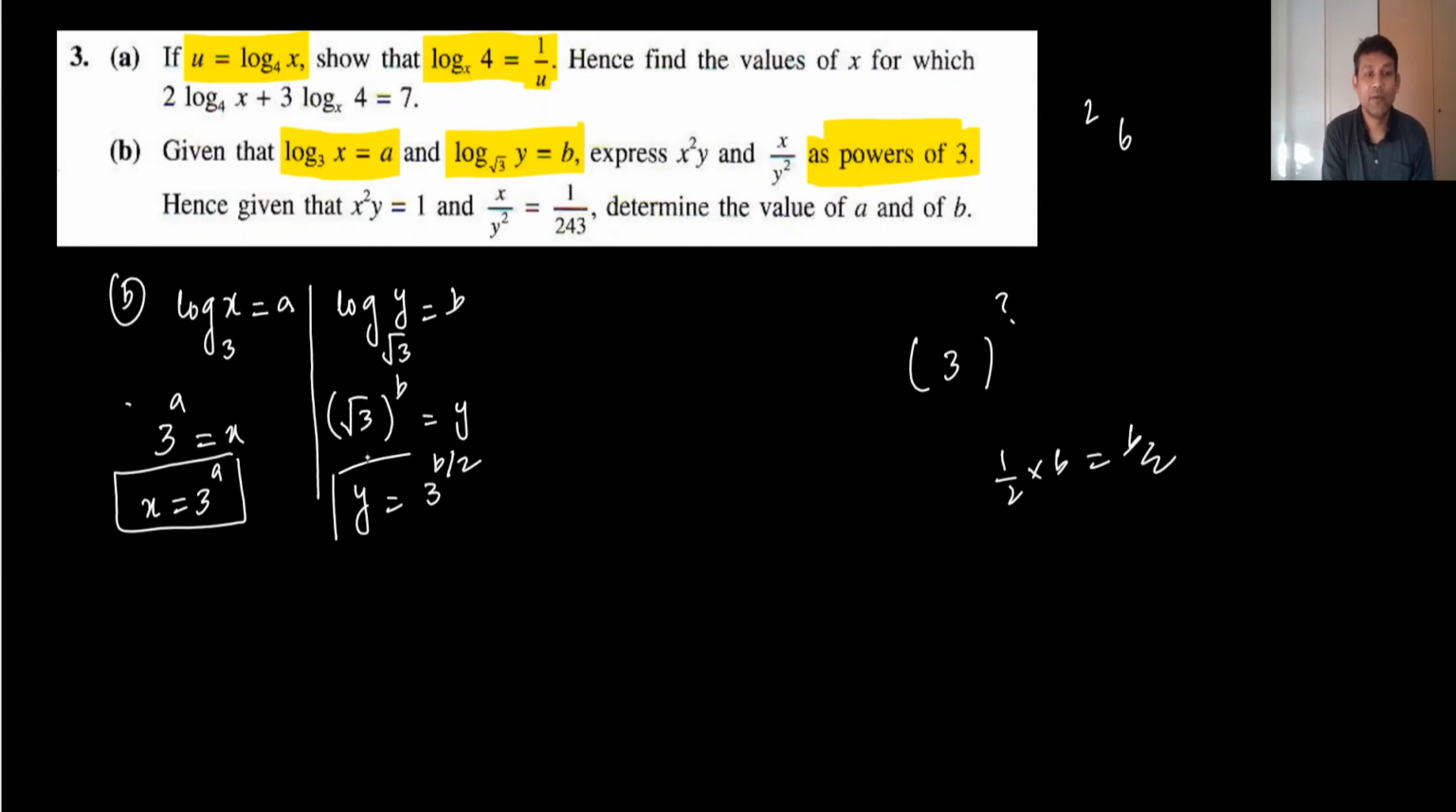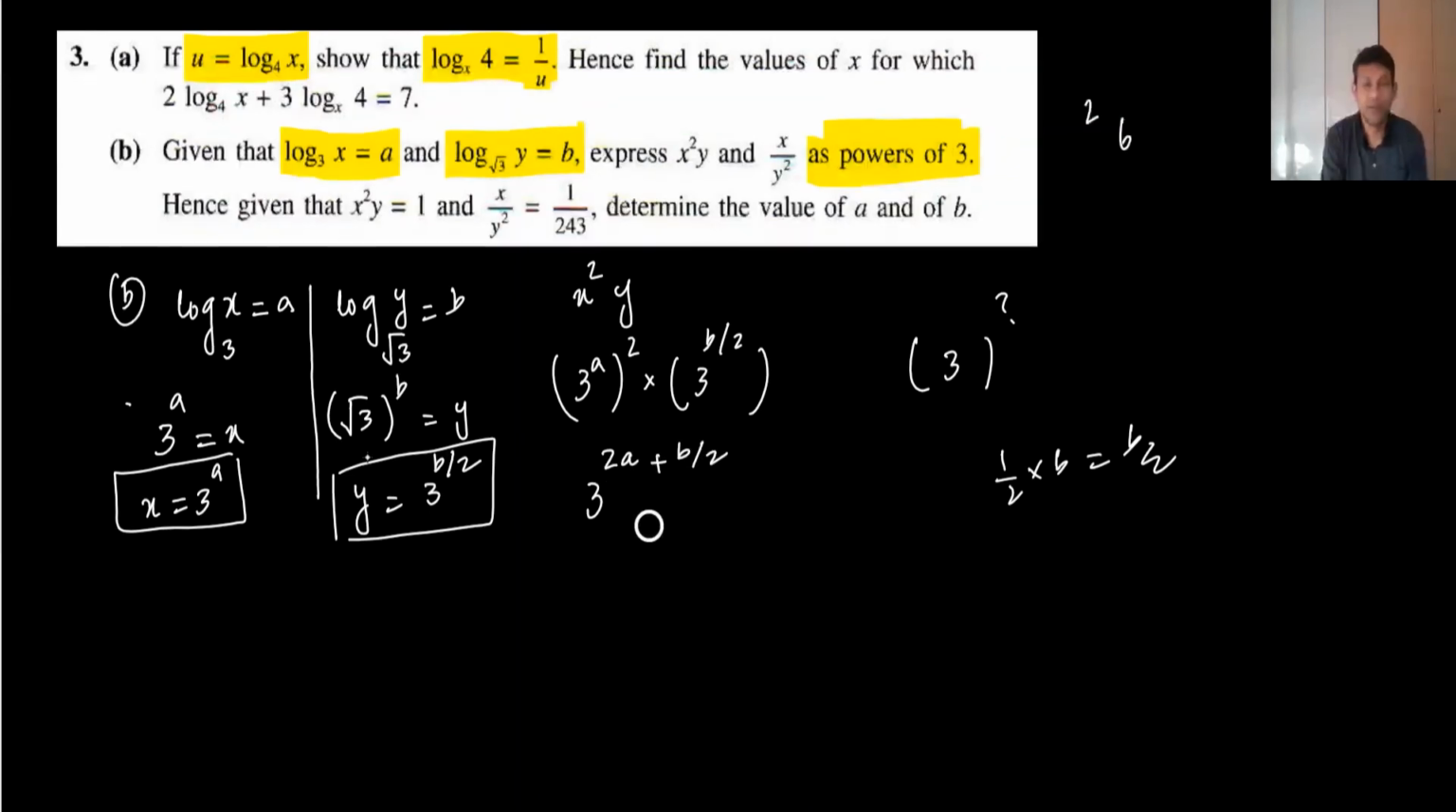We know the value of y also. So x squared y will be equal to x squared, which is this: (3 power a) whole squared, multiplied by y, which is 3 power b upon 2. And the bases are the same, so the power is 2a plus b upon 2, or you can take the LCM, it's up to you. I think it's okay. We don't need to simplify further.